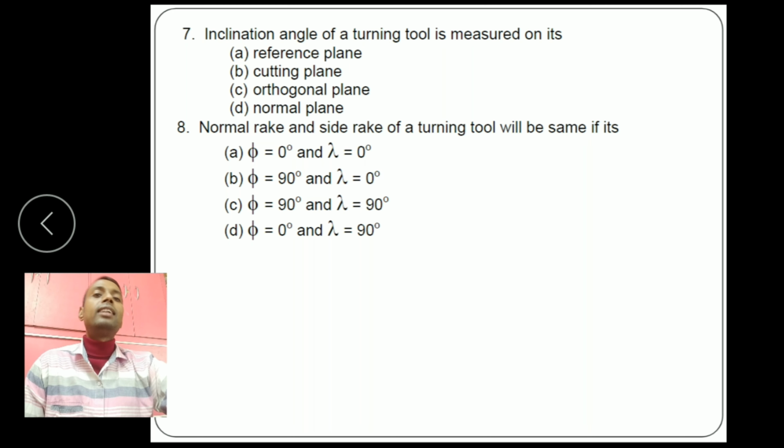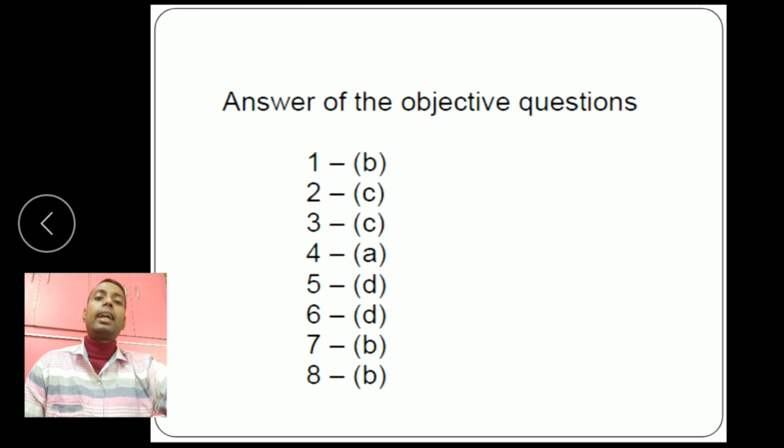Questions 7 and 8. The inclination angle of a turning tool is measured on its reference plane, cutting plane, orthogonal plane, normal plane. Normal rake and side rake of a turning tool will be the same when phi equal to 0, lambda equal to 0; when phi equal to 90, lambda equal to 0; when phi equal to 90, lambda equal to 90; or phi equal to 0, lambda equal to 90. So these are the answers to these 8 questions: 1 A, 2 B, 3 C, 4 A, 5 D, 6 D, 7 B, 8 B.